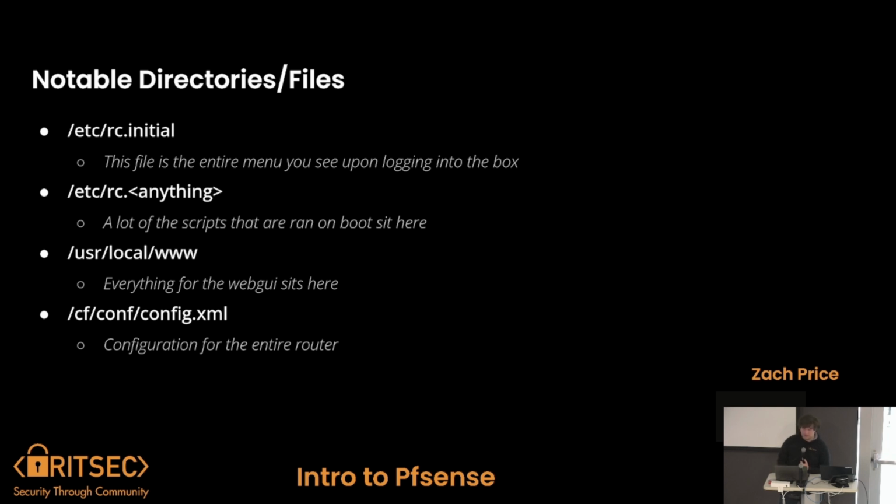And then the config.xml, that's the configuration file that the router pulls every time it restarts. And it just has every configuration. So having a backup of that might be important at some point. You might want to make a backup of that somewhere.